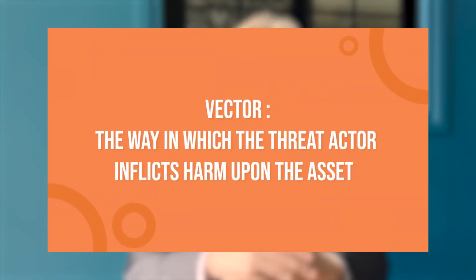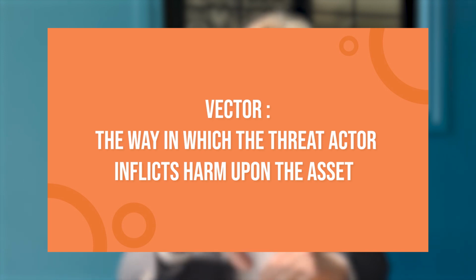There are lots of different impacts according to different scenarios. But in the context of cyber, we rely on the CIA triad. So we think about impacts in terms of confidentiality, availability, and integrity. Of course, there are other impacts also, but again, we're talking about cyber risk and tech risk, so we tend to use these impacts. Finally, we can think about the vector. A vector is typically the way in which the threat actor inflicts harm upon the asset.